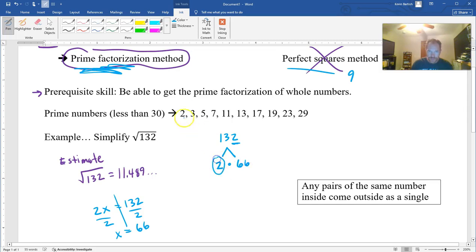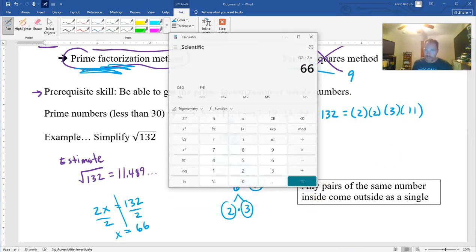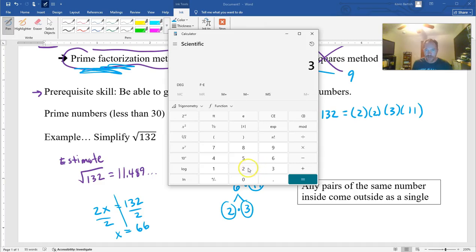2's prime, it's on my list. 66 could be 6 times 11. 11's prime. Okay, but 6 can break down to 2 times 3, and the 2 and the 3 are prime. So we got 132 broken down. If I put these in order, we got a pair of 2's. We got a 3. We got an 11. Let's make sure that we didn't miss anything. If we multiply 2 times 2 times 3 times 11, 132.